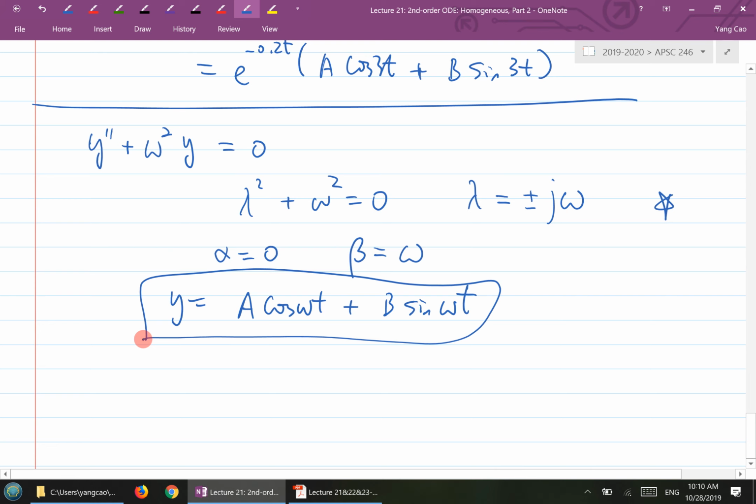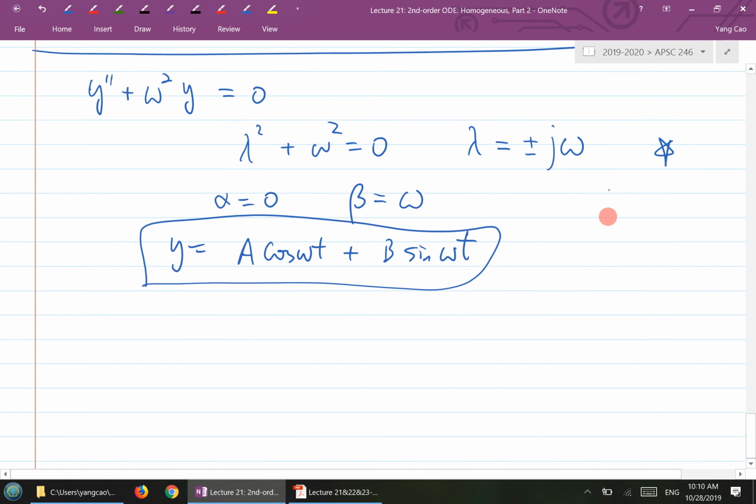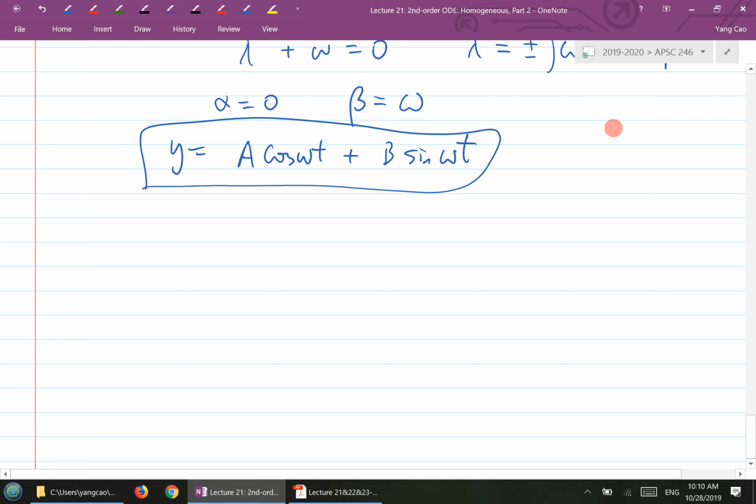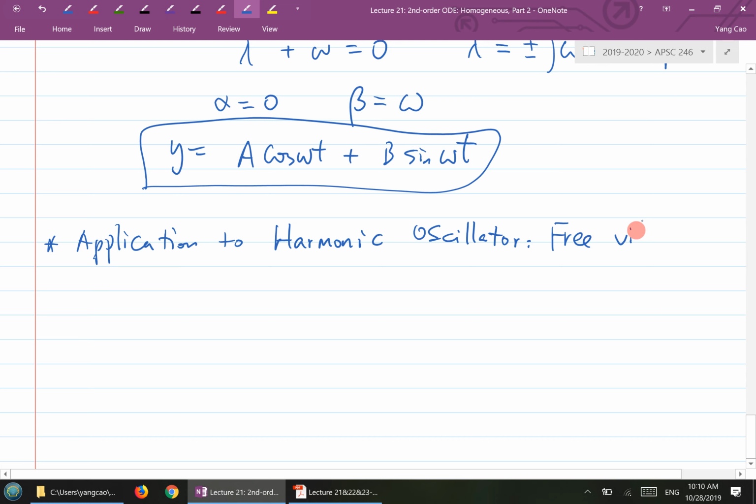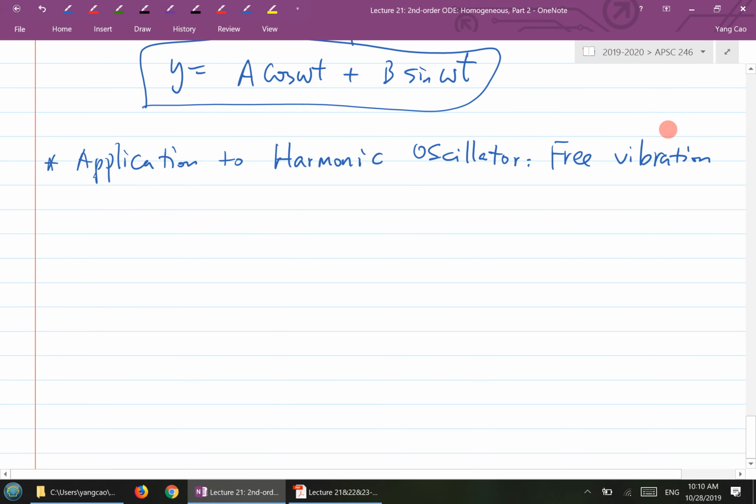So how is that? I'll give you an example to explain. Basically, I would call this an application to the harmonic oscillator. And sometimes we call this free vibration. Okay, free vibration. So here's the idea.